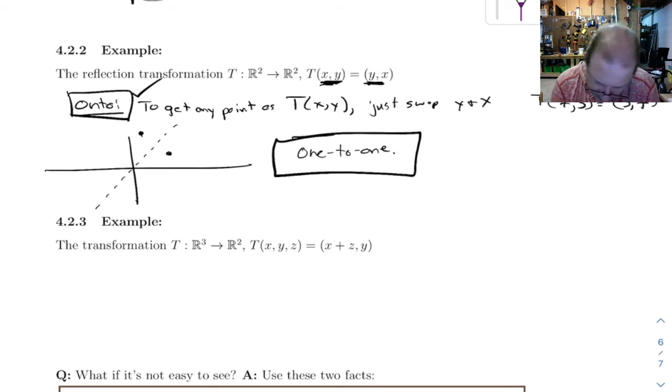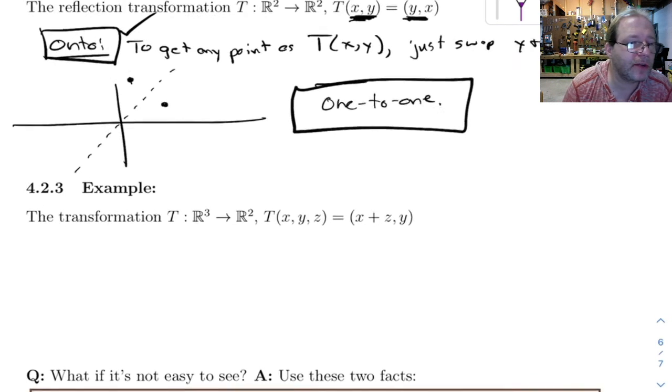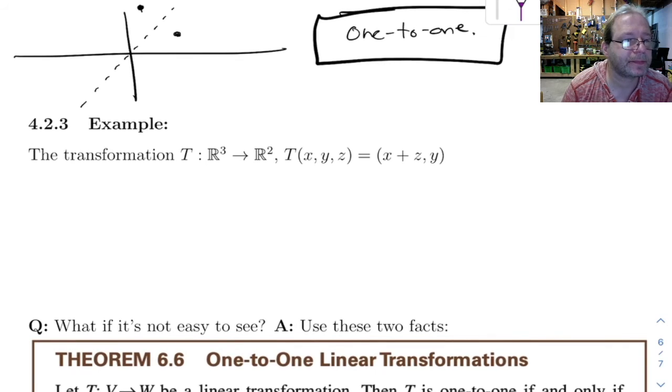Okay, what about this one? This one might be a little tougher to think about. It says the transformation T maps R3 to R2, and T of xyz is x plus z and then y. All right. Let's look at 1-to-1 first.